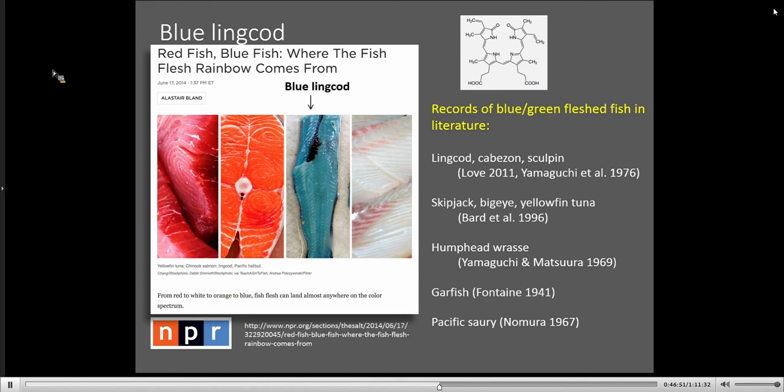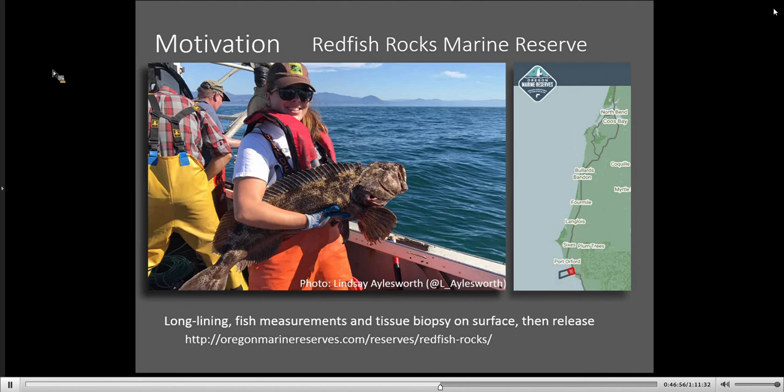And so just to get, like I said, this is going to be a quick overview, but to do this, we started by collaborating with Jessica. You're famous. And I'm not going to talk about the growth, the work that we did with respect to the research, but just with respect to the blue tissue thing. We just decided to collaborate on a project where they're going out and sampling lingcod in the reserves, and in particular at Redfish Rocks Marine Reserve.